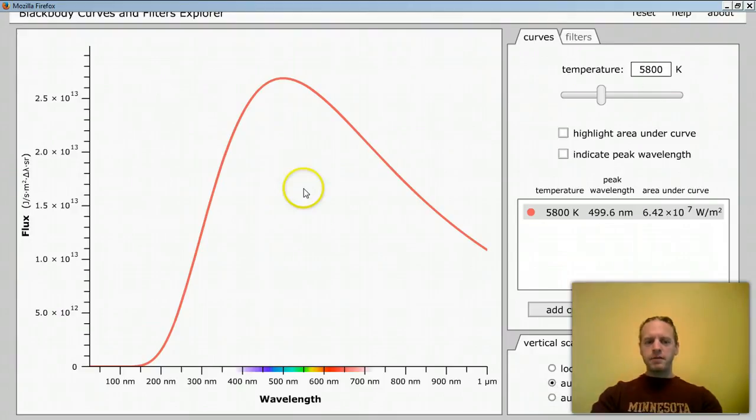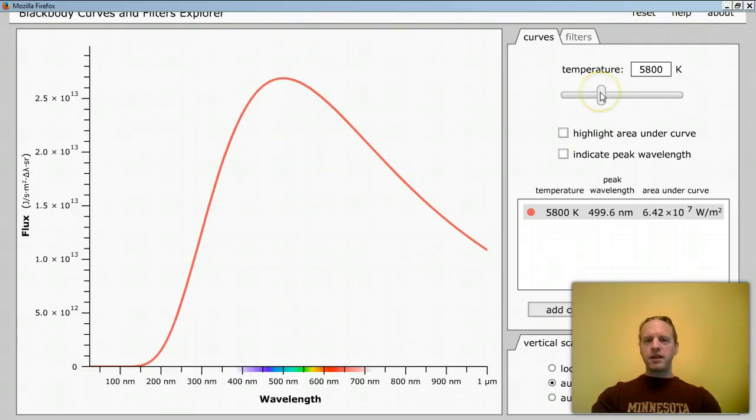So right now, I'm graphing up the spectrum of light given off by a star that's about 5,800 Kelvin. Now, Kelvin is the scale that we use to measure temperatures. Roughly, if you double it, that's about the degrees Fahrenheit. So 5,800 Kelvin is roughly about 10,000 degrees Fahrenheit. And by the way, that's the temperature of our sun. We'll tell exactly how we know that later.